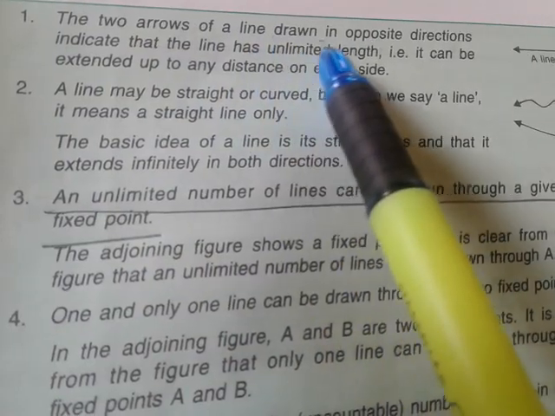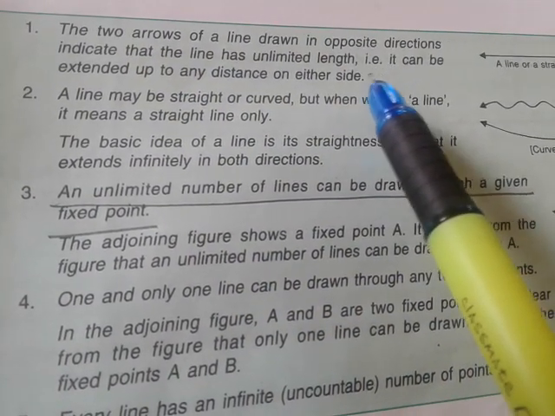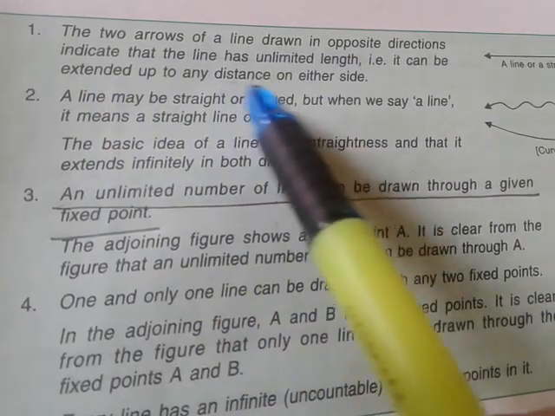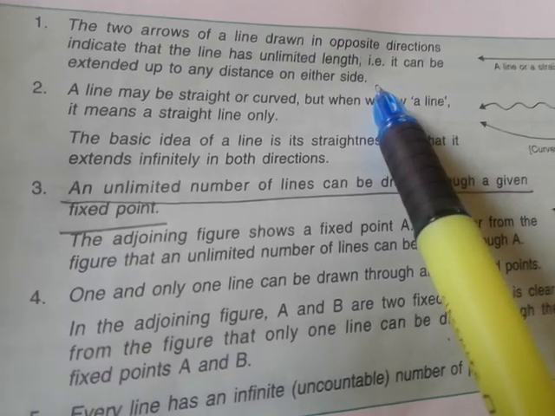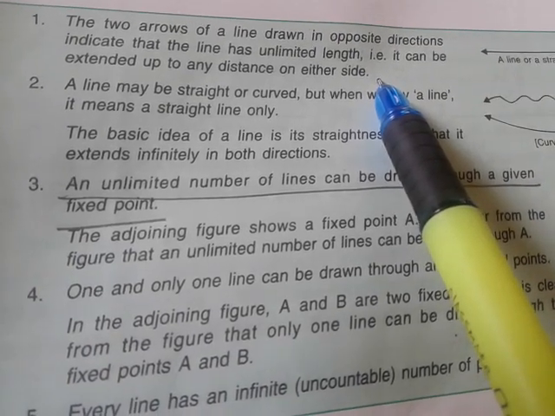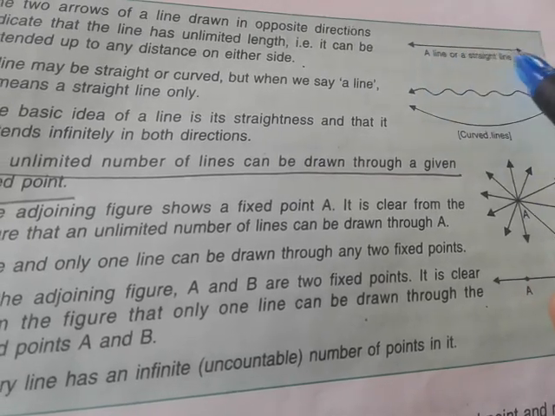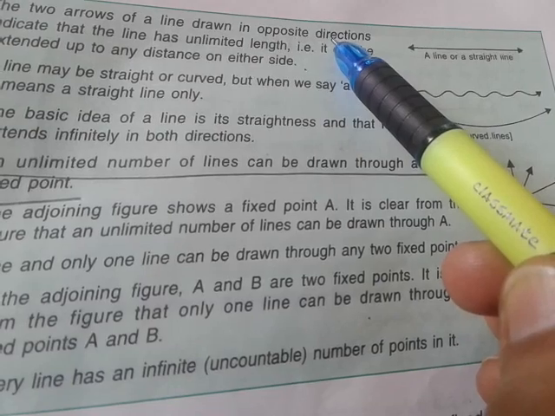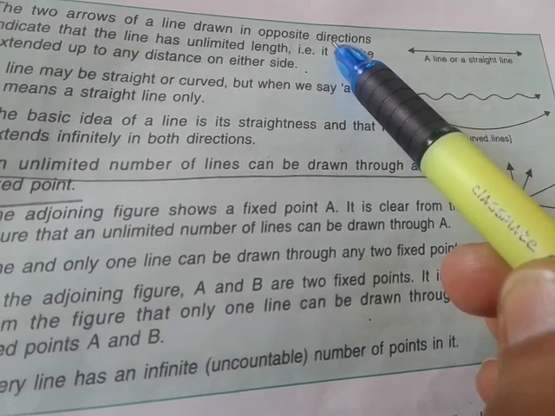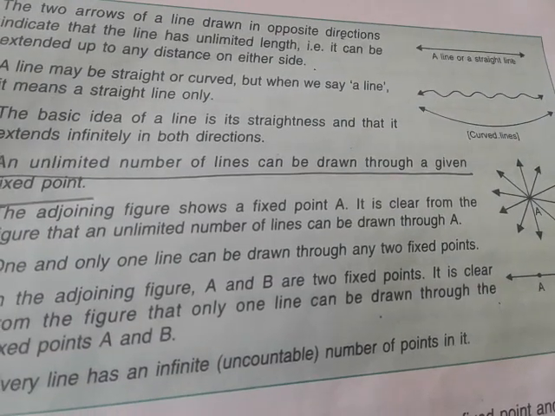the two arrows of a line drawn in opposite directions indicate that the line has unlimited length. That is, it can be extended up to any distance on either side. I have already explained that a line always has two arrows at the ends, which show that I can extend it to this level, I can extend it in this direction, and I can extend it in this direction also.